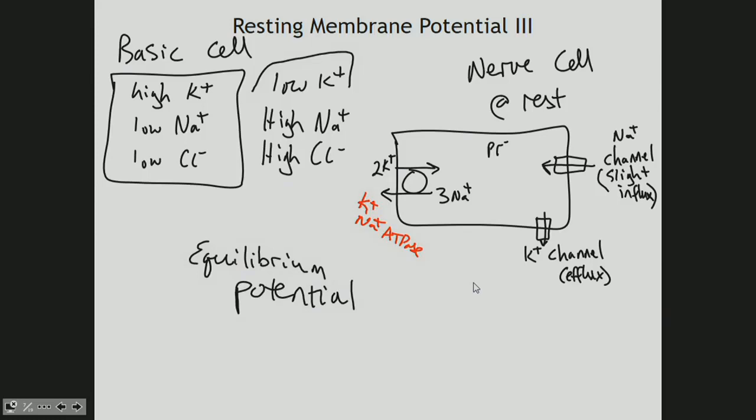So the equilibrium potential for any ion, you can just define it as the membrane potential that develops when the concentration gradient is balanced by the electrochemical gradient. So in this case, there's going to be an equilibrium potential for K+, and there's going to be an equilibrium potential for Na+. And together, they're going to give you the resting potential. So again, the equilibrium potential is not the membrane potential, it's a portion of it, attributable to a single ion.